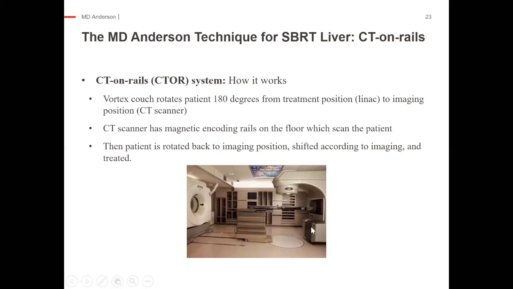You have your LINAC on one side of the vault and you have your CT scanner on the other side. And the couch is positioned in between them. The patient is placed on the couch in the treatment position, and then we rotate the entire couch with the patient on it 180 degrees. So the patient is facing the CT scanner. The CT scanner then comes on its rails on the floor and scans the patient. Then we rotate the patient back to the treatment position, shift it according to imaging, and then we treat.